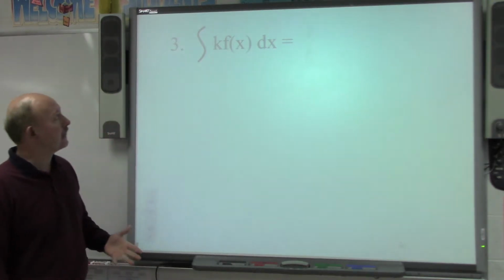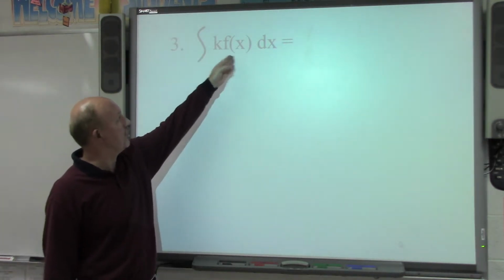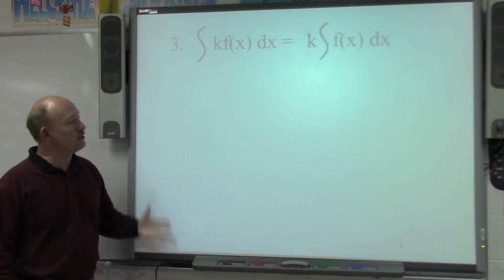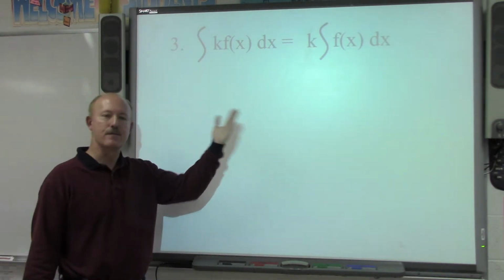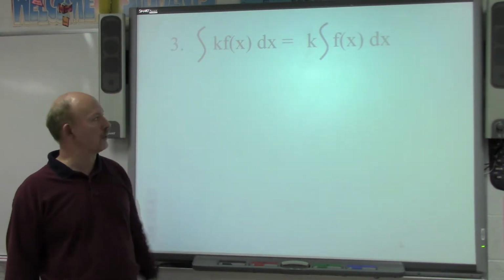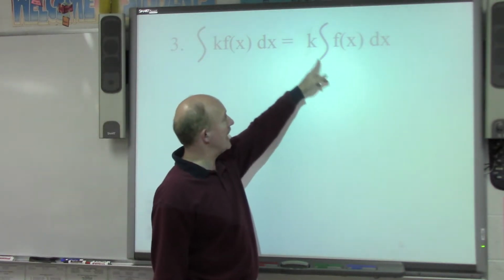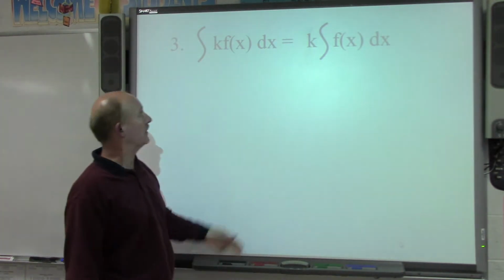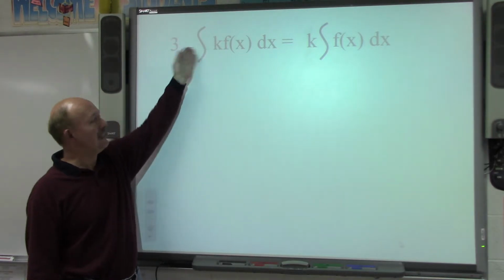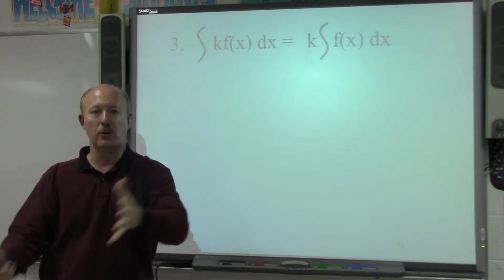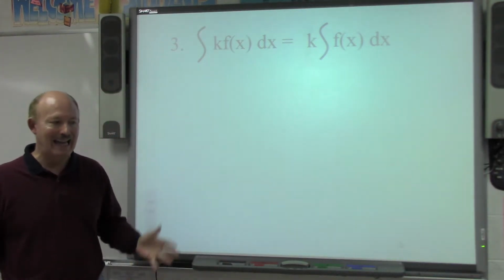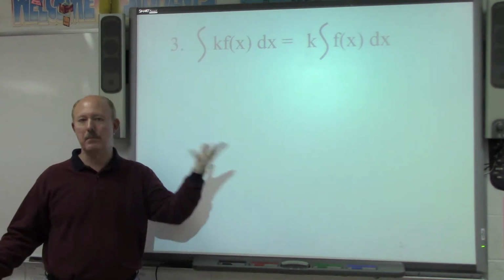is where k is a constant being multiplied to your function. You can actually pull that constant out in front of your integral and multiply. So this is equivalent to k times the integral of f of x dx. If f of x is your function times some number, you can pull that number out of your integral. That gets it out of the way, and then you can multiply it at the end.